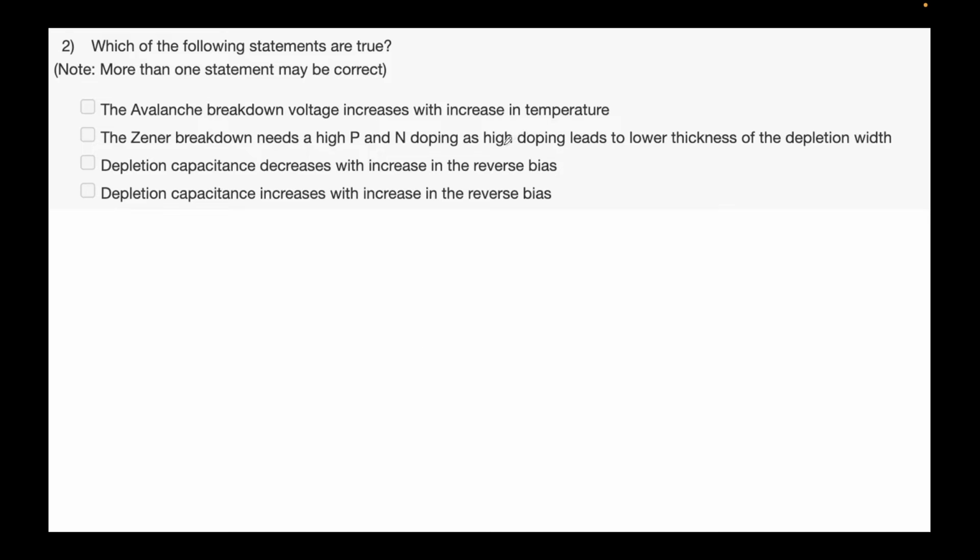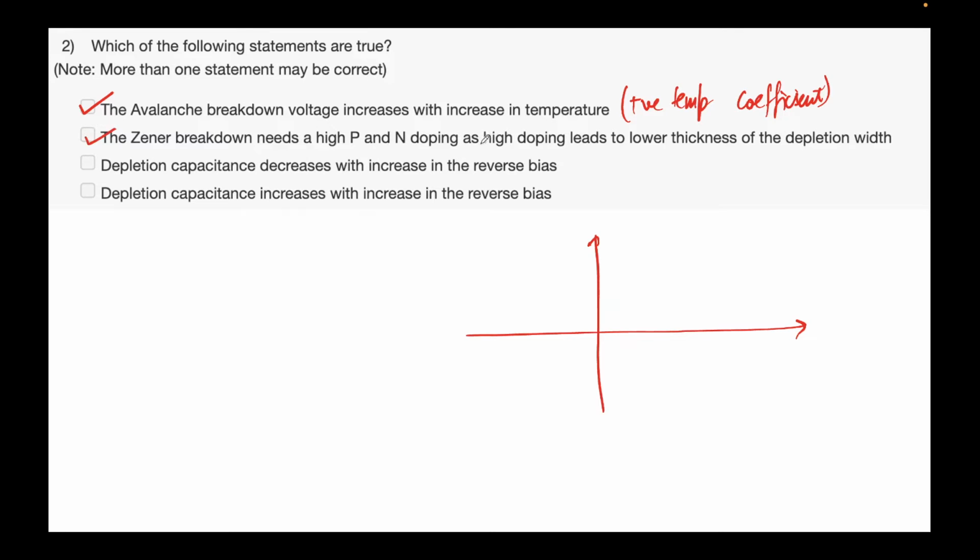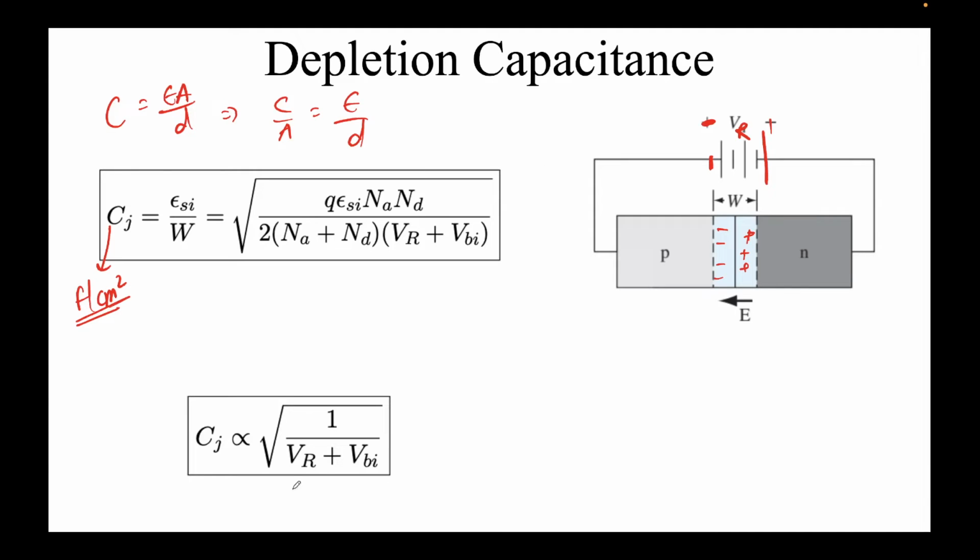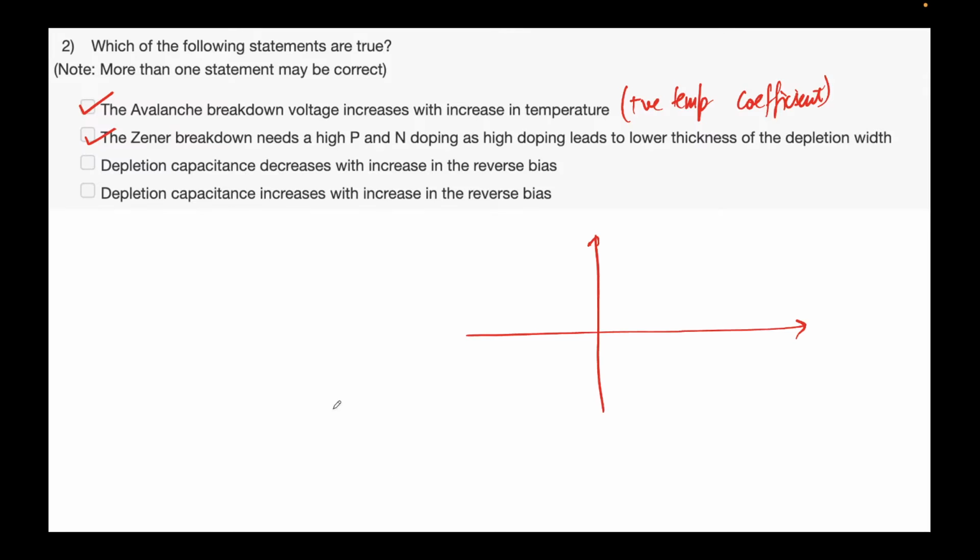So just to complete the problem, first we discussed the avalanche breakdown, why it occurs, and that it increases with increase in temperature. This is, by the way, also known as positive temperature coefficient. This was the correct option. We also know that Zener breakdown needs high p and n doping, otherwise tunneling will not happen. The probability will be very low and the current flowing will not be high enough. Finally, we saw the depletion capacitance decreases when you increase the reverse bias, because it inversely depends on the reverse bias. So these three options are correct.